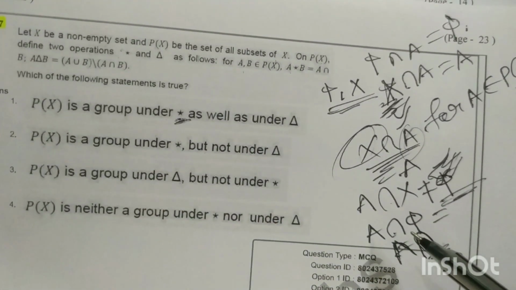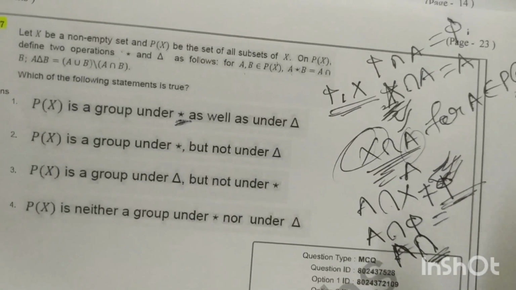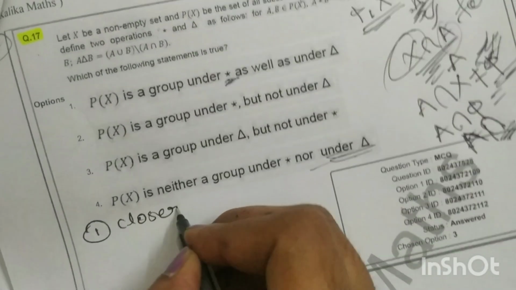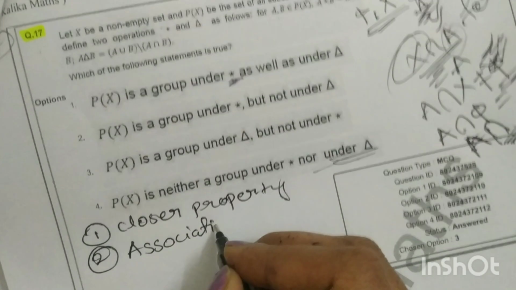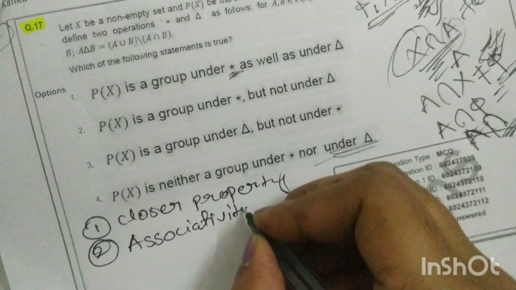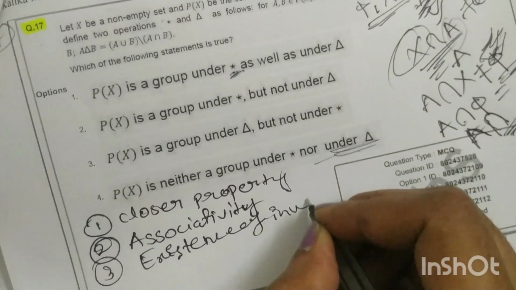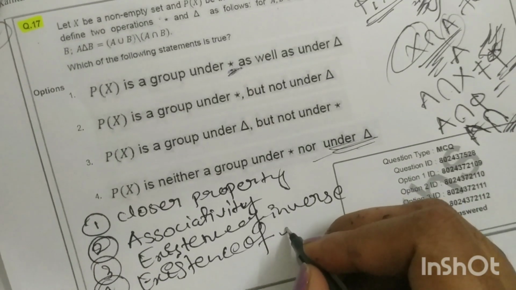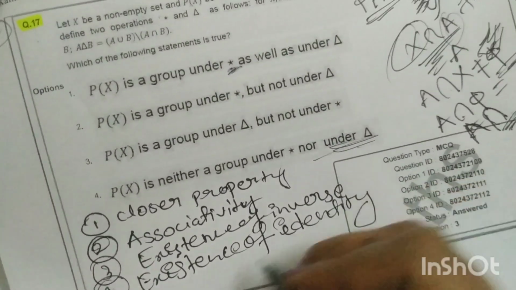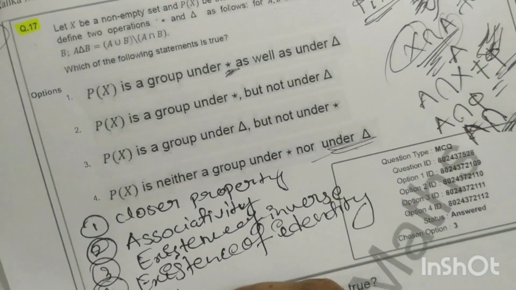And see what about del. Verify it: del will form a group. First check the closure property, then second check associativity, and third check existence of inverse. Then check fourth, existence of identity, and fifth, because here we are just checking the group, not an abelian group, but you can just see whether it is commutative or not. Okay, so check this also.